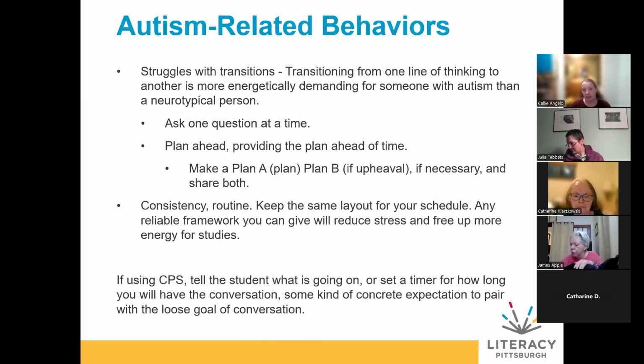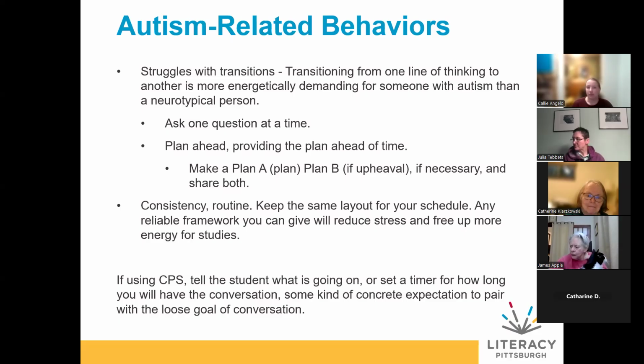Another special case is struggling with transition. Sorry, not special case. This is also common, but this is pretty specific as well. Transitioning from one line of thinking to another is a pretty energetically demanding process, but it is more energetically demanding for someone with autism than it is for a neurotypical individual.